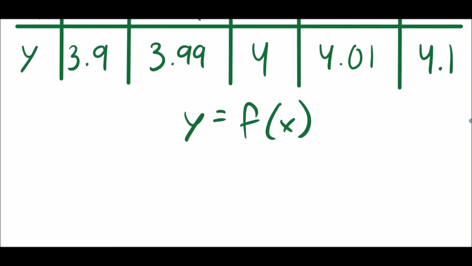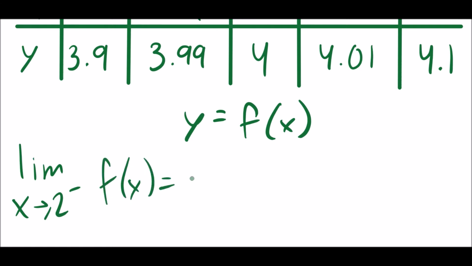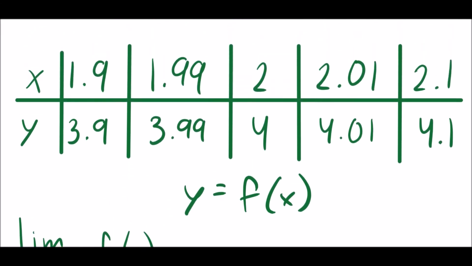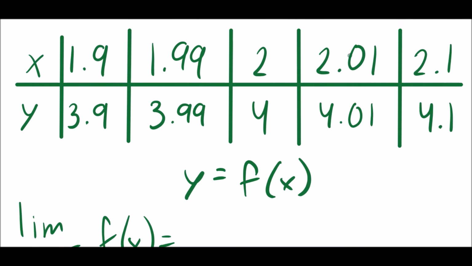So let's try to apply some calculus to it. Let's start with some one-sided limits. Let's take the limit as x approaches 2 from the left side of f of x. Well, let me talk about why I'm even choosing 2 in the first place. If you look at this table here, there's something about 2 that just makes it the center of everything, and not just because it is at the center of the table. Everything kind of revolves around 2.